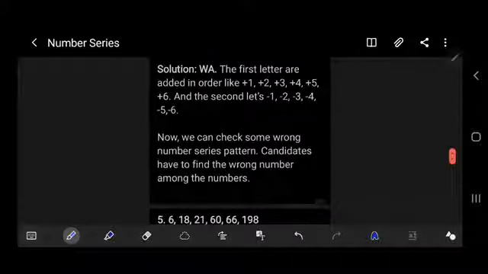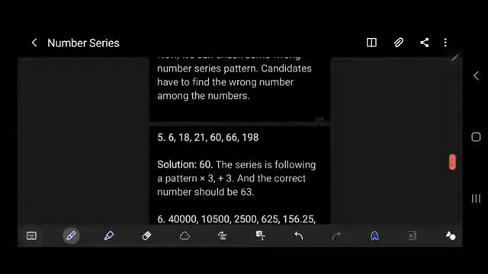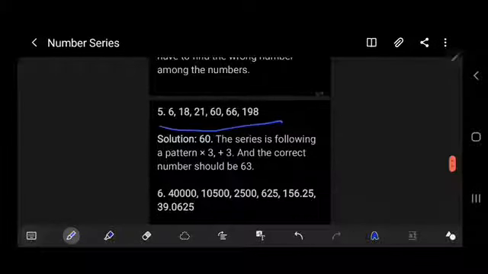Now we are checking some wrong number series patterns. Candidates have to find the wrong number among the numbers. So finally I'm going to tell you the wrong number is 60. Firstly the answer, thereafter I'll tell you about the series. The series is following a pattern of into 3 plus 3. And the correct number should be 63.